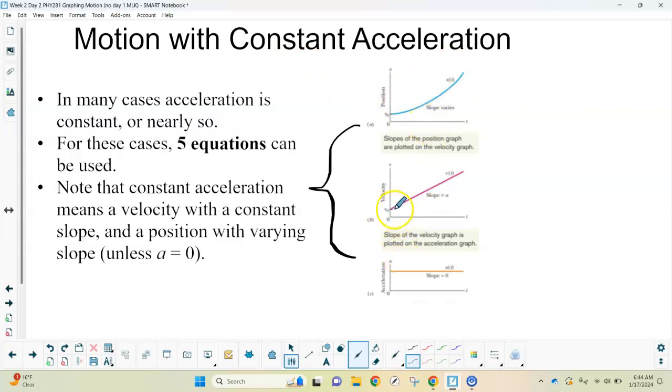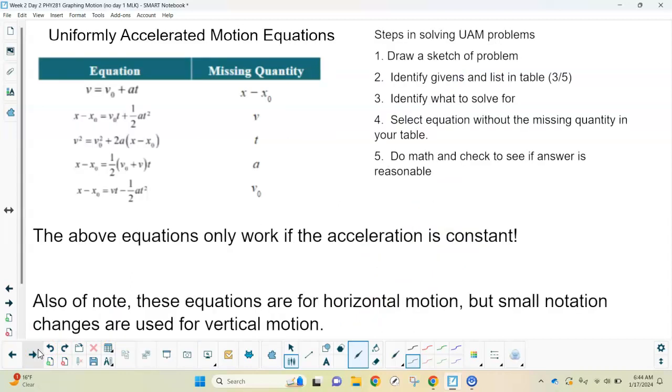You're going to have a velocity that is linear, and then the acceleration would be linear and horizontal, so there would be no slope on that acceleration. Okay, so those are your possibilities with graphs. So the way that these equations work, here are the equations.